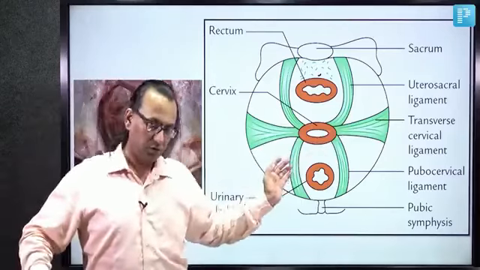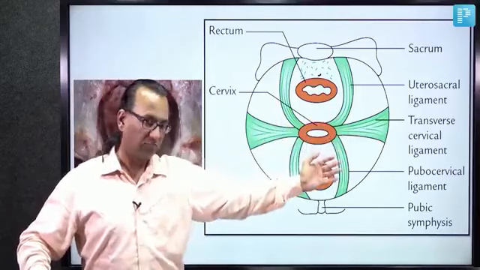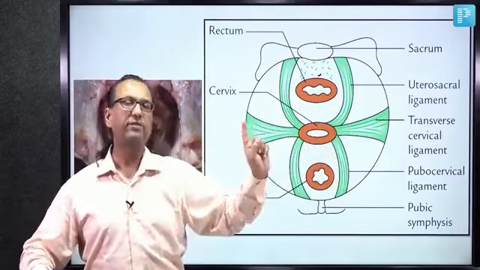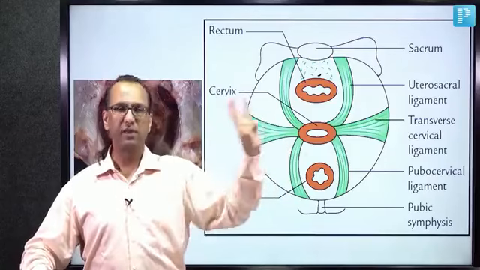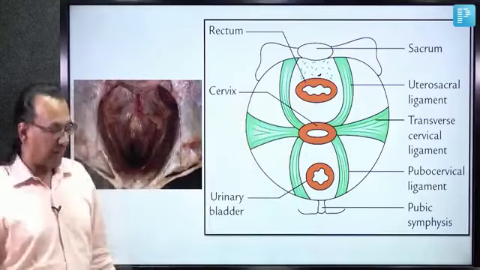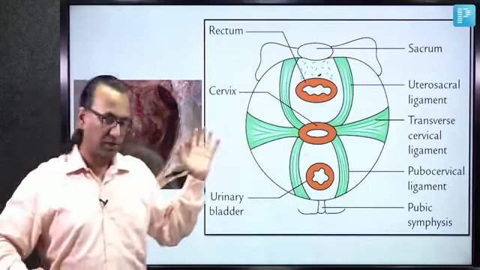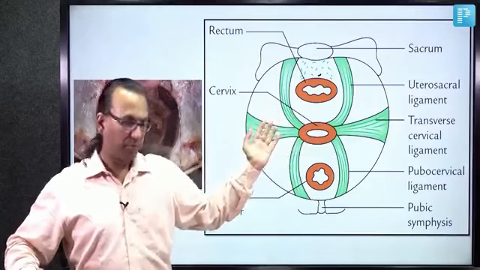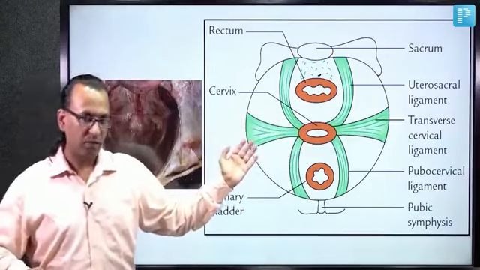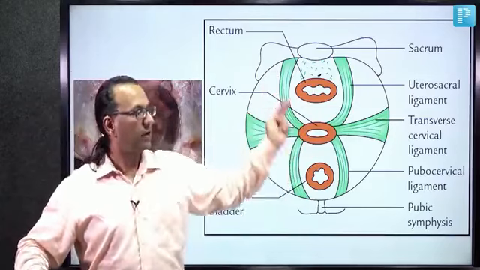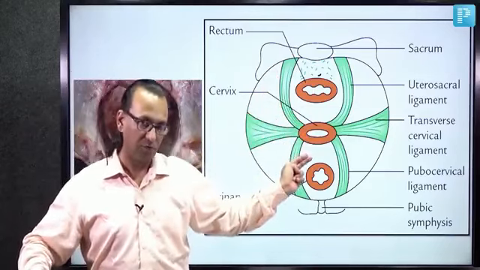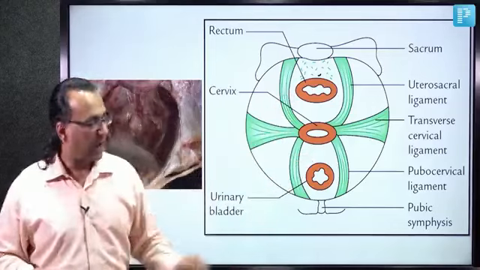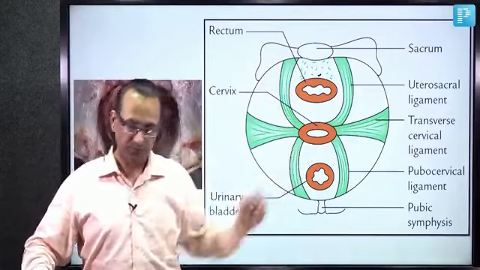Though they are good support, but they are not as good as the muscular support. The muscular supports are the best supports, namely the pelvic diaphragm, urogenital diaphragm, and the perineal body. In addition, there can be some peritoneal folds also, working like supports of the uterus, but they are poor supports of the uterus. Like it could be broad ligament of uterus or round ligament of uterus, but they are not very good supports of uterus. In fact, they are poor supports of uterus.